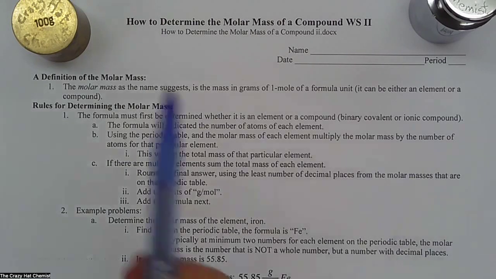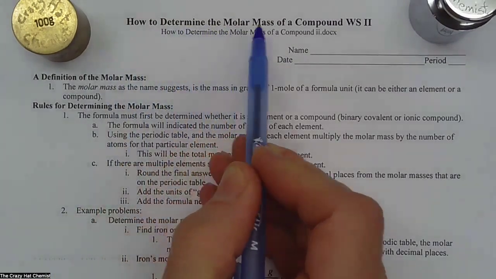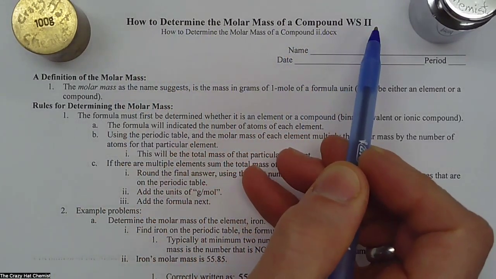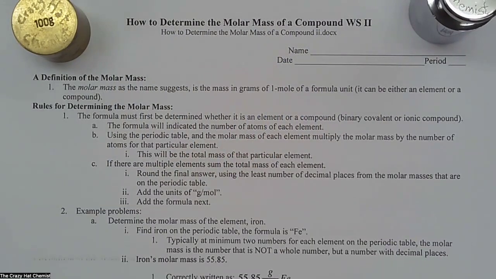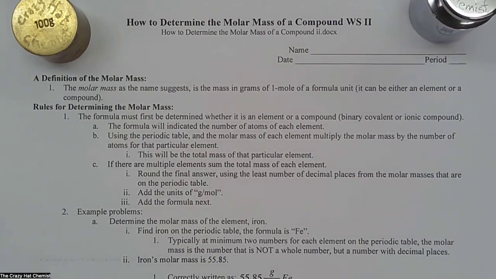Today we are doing how to determine the molar mass of a compound, worksheet number 2. All right, so without further ado, let's get moving on and see how far we go. I'm going to read through a few things here, some examples, and then we will do probably 14 examples of molar mass determination using the periodic table. Okay, so here we go.